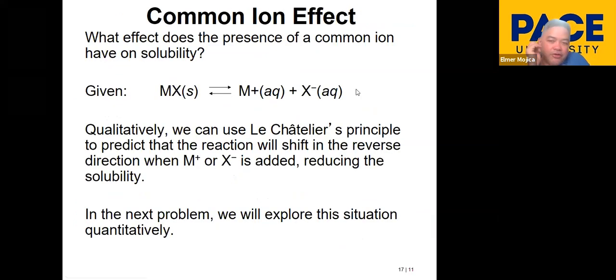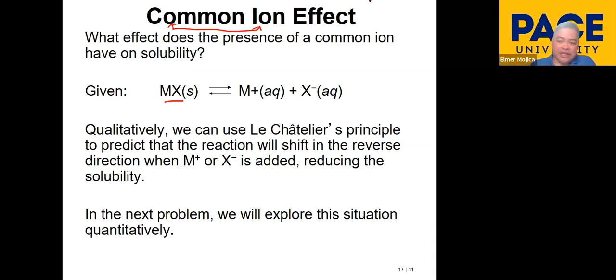Now, what if we have a common ion effect? So you were introduced to the common ion effect directly during your discussion or introduction of your buffer. But you were introduced to this indirectly when you add one of the products and how the equilibrium is shifted, favoring the reverse reaction. Now, the question that we have here is, what will be the effect of the presence of the common ion on the solubility? Will it become more soluble or less soluble, or is there no effect at all?